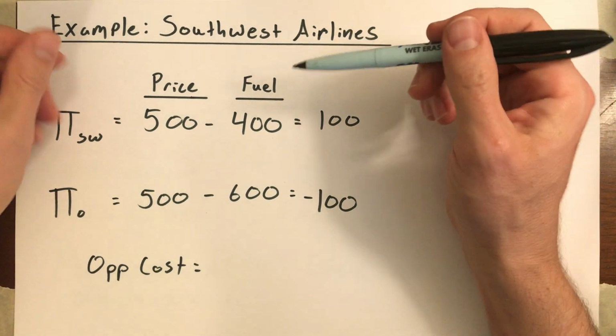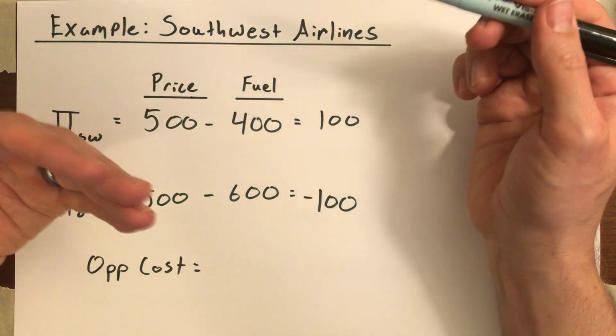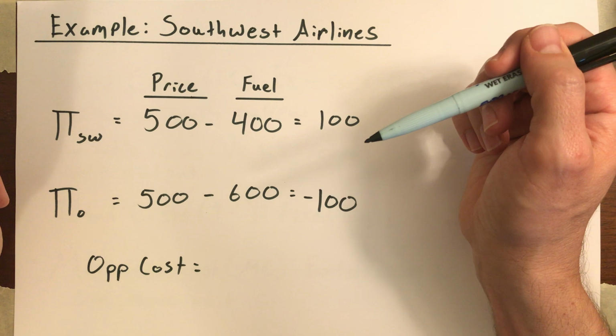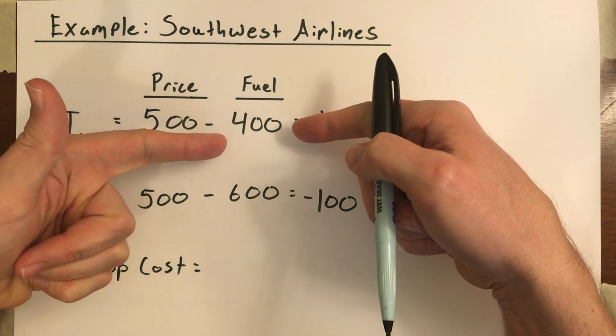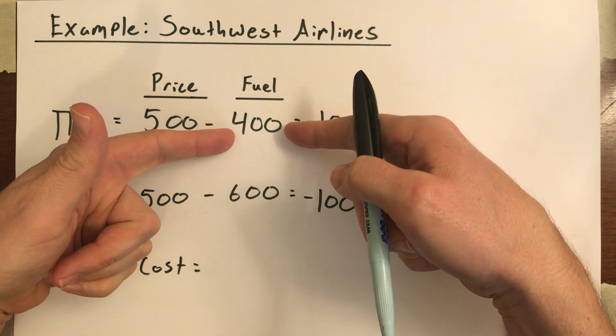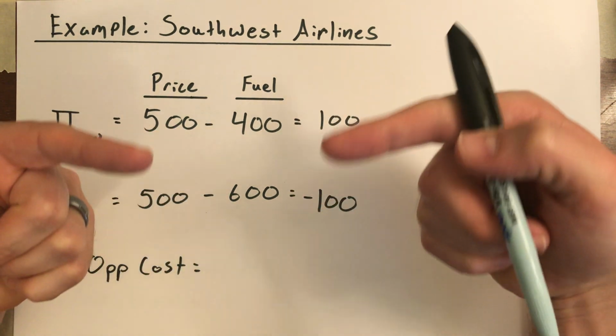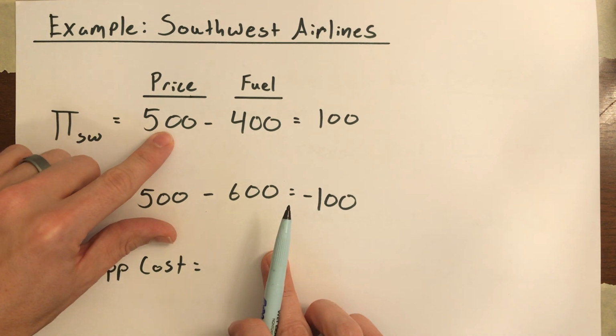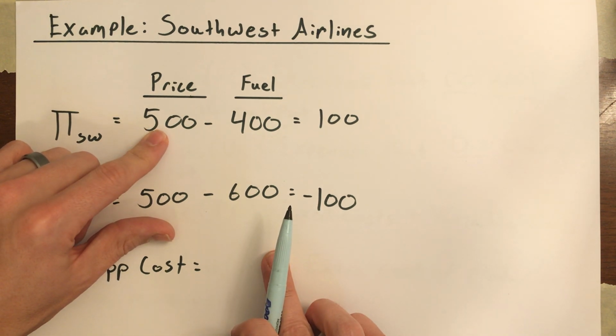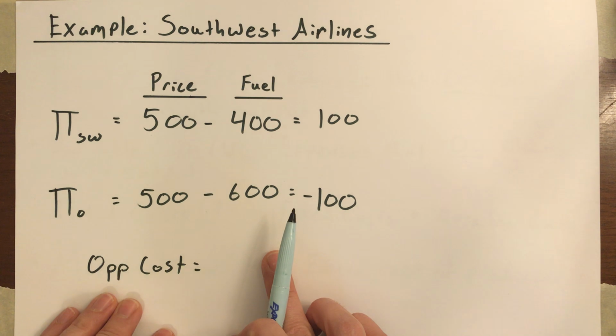Well, one thing, you can think about the different opportunities that Southwest Airlines has for what they could do with their fuel. One thing they can do is take $400 worth of fuel, put it into their own airplanes, and turn it into $500 in ticket fares from a customer, which earns them a $100 profit.